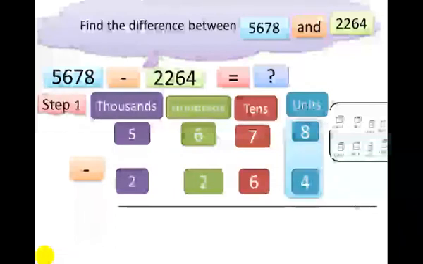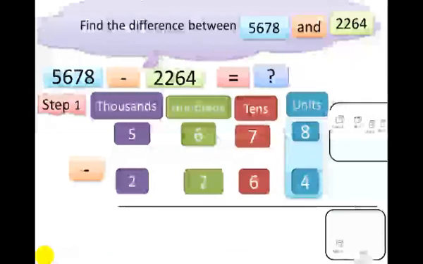8 units minus 4 units. Move from the right side to the left side of the place value table. Counting 1, 2, 3, 4 units. 8 units minus 4 units equals 4 units.